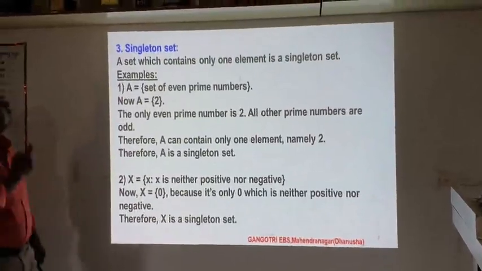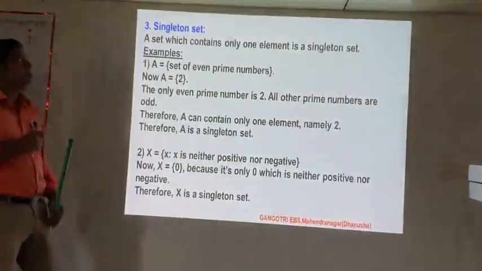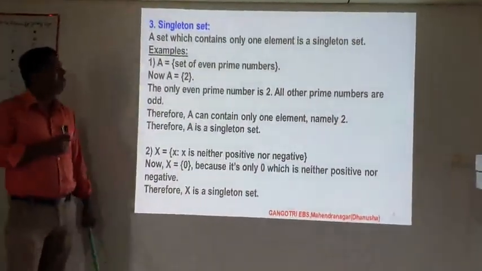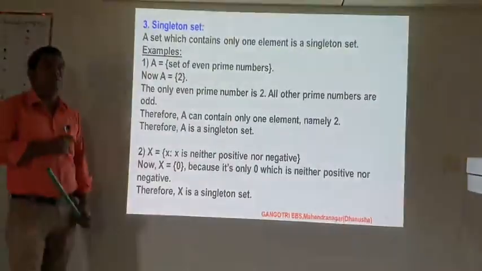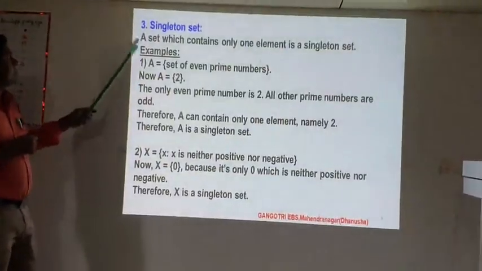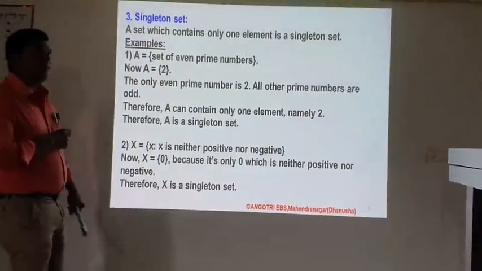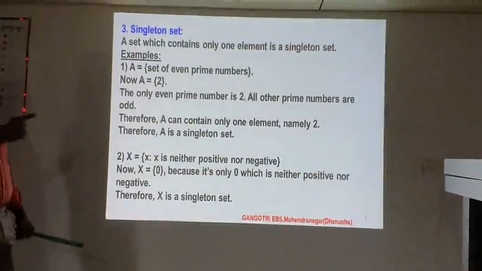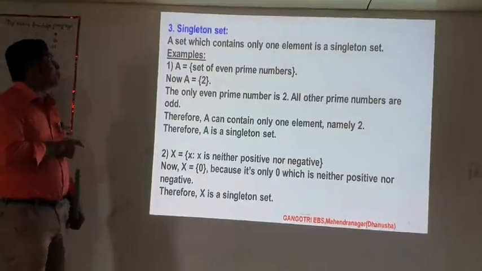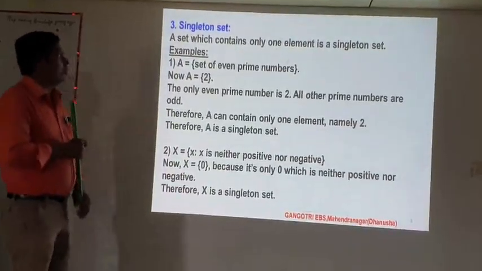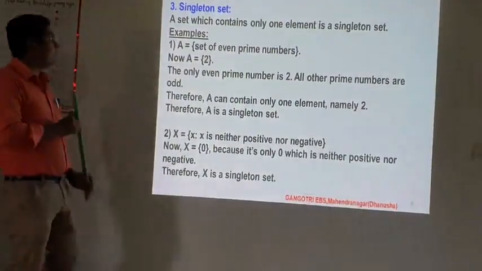Now we discuss singleton sets. A set which has only one element is known as a singleton set. For example, A is equal to the set of even prime numbers. We all know that the even prime number is only one element. Only 2 is the even prime number; all other prime numbers are odd. So the set of even prime numbers has only one element, so it is a singleton set.